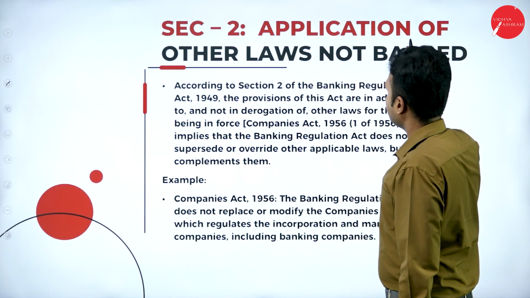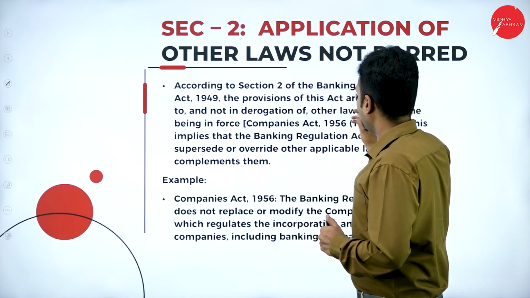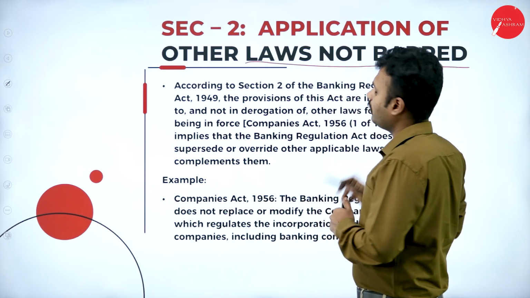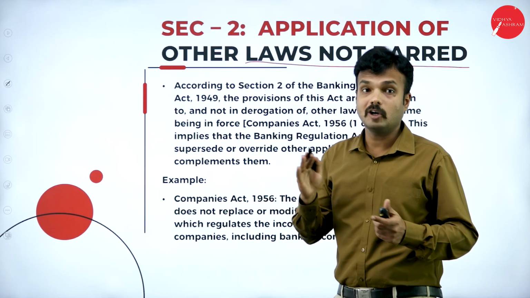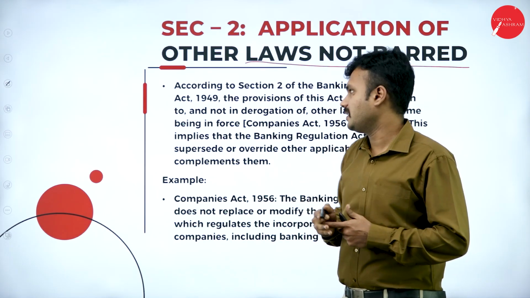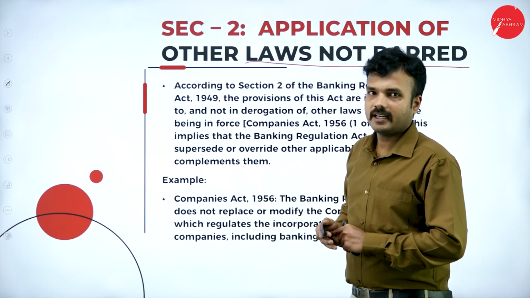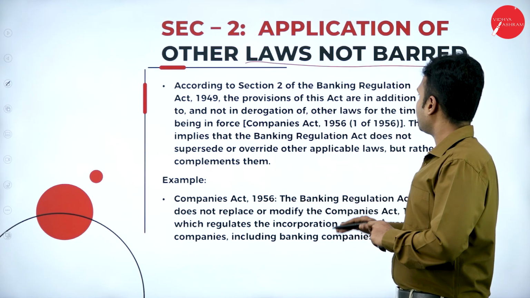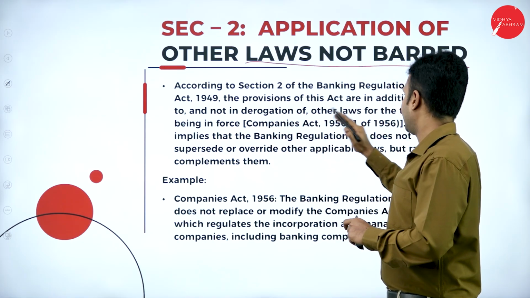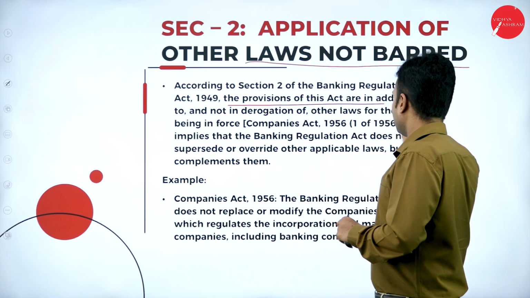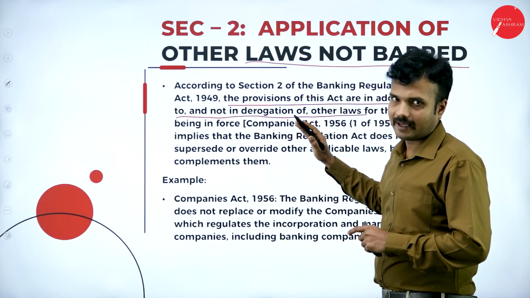Section 2: application of other laws not barred. There are some laws which cannot be applied to banking companies. For example, the Companies Act 2013 is not applicable to banking companies. According to Section 2 of the Banking Regulation Act 1949, the provisions of this Act are in addition to, and not in derogation of, other laws. It means it is an addition for a banking company, and other laws are not applicable to a banking company.